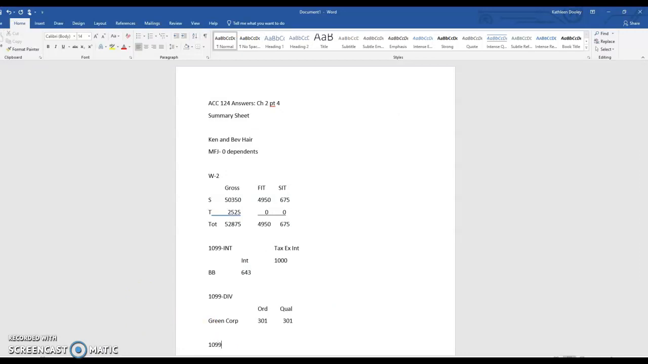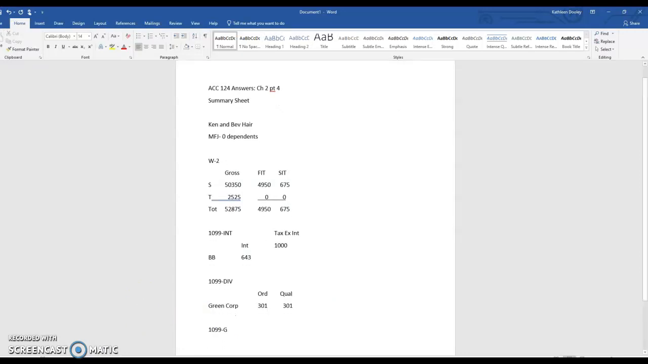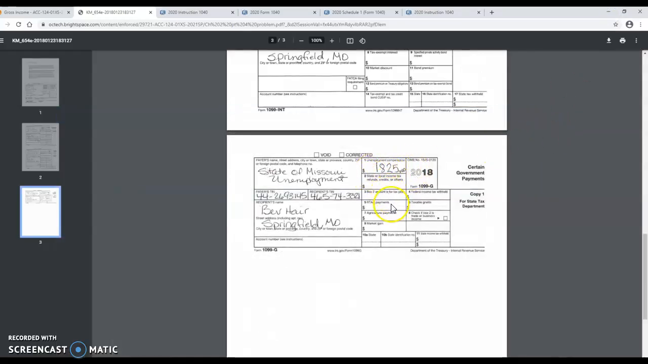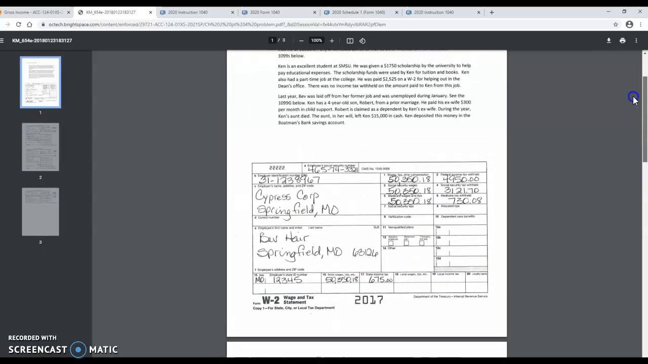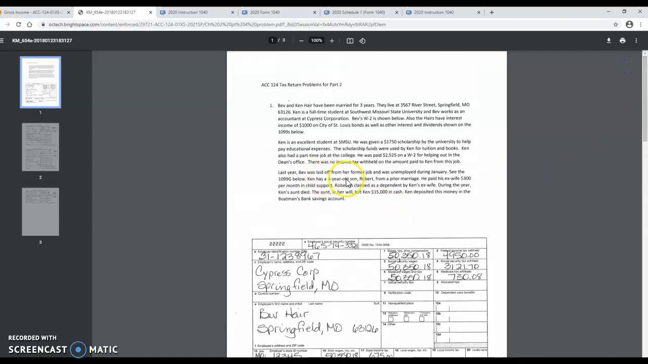So 1099-G, and it was state of Missouri, and that was $1,825, I think, unemployment. Let me double check that. Yeah, $1,825. Okay, so now all of these source documents are taken care of. Let's see if there's anything in these last couple of sentences in the third paragraph.